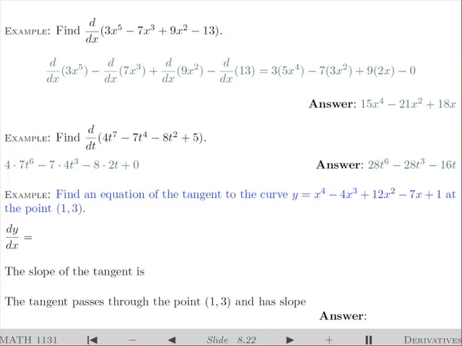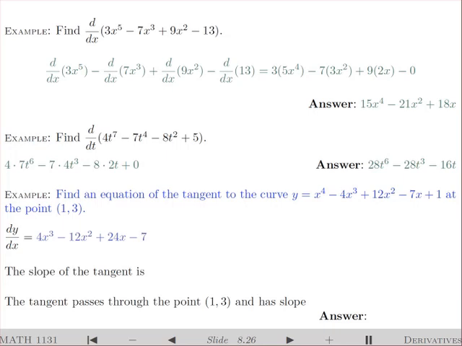We'll go through this term by term again, find the derivative term by term. First term is x power 4, its derivative is 4x cubed. Second term is minus 4x cubed, its derivative is minus 4 times 3x squared, or negative 12x squared. Third term is 12x squared, its derivative is 12 times 2x, or 24x. And then I have minus 7x, its derivative is negative 7 times 1, or just negative 7.